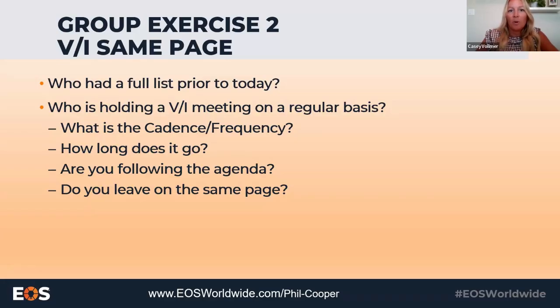Not on the same page. A surprise. No clarity. So then what happens? It doesn't get done. But what happens with the company and the leadership team? What generally happens? I don't know. Tell me.